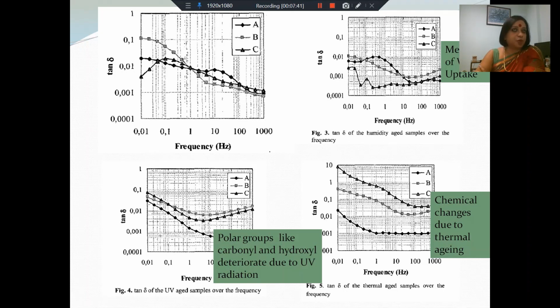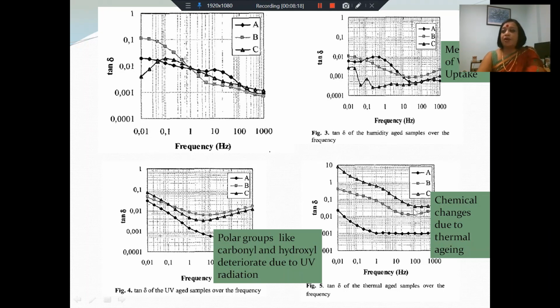Thermal aging means you have exposed the material to very high temperatures for a prolonged period of time. So ABC has been kept at a fixed temperature for a fixed time, and they have been affected differently. If you look at this curve C, remember, C was not affected by humidity, but C seems to be very much affected by temperature. The tan delta shoots up considerably. The tan delta shoots up everywhere, and especially at low frequencies, it shoots up considerably. Whereas in this respect, A gives you a better behavior.